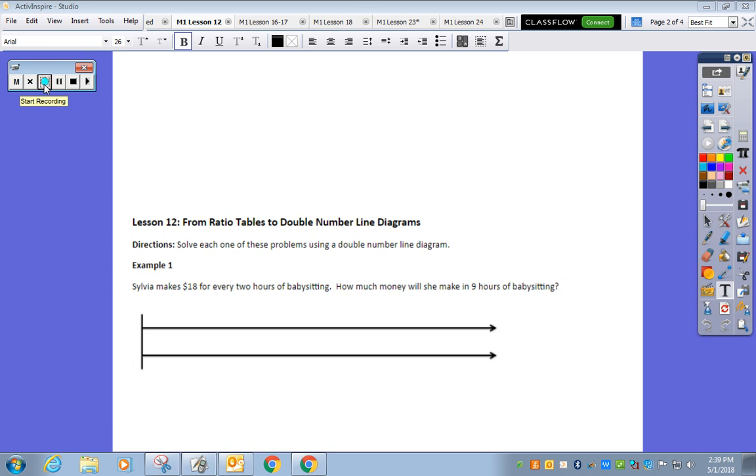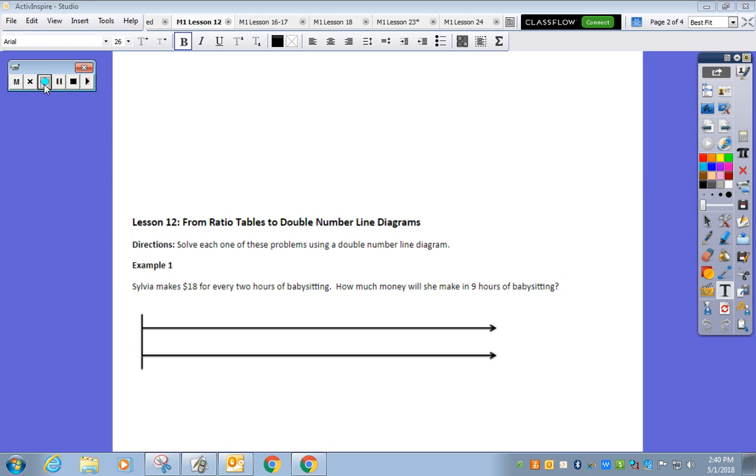In lesson 12, we're going to be going from ratio tables to double number line diagrams. The directions ask us to solve each one of these problems using a double number line diagram. So this is just another way to organize information to help us solve a problem. You can use ratio tables, but you can also use double number line diagrams.